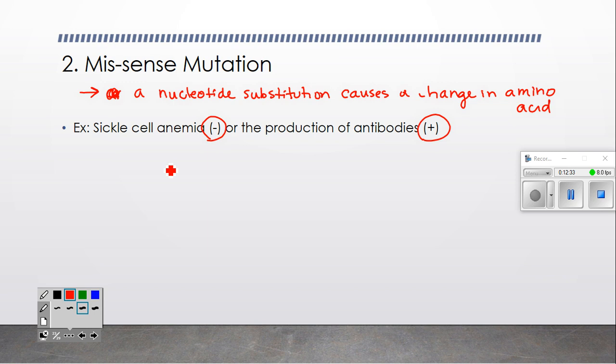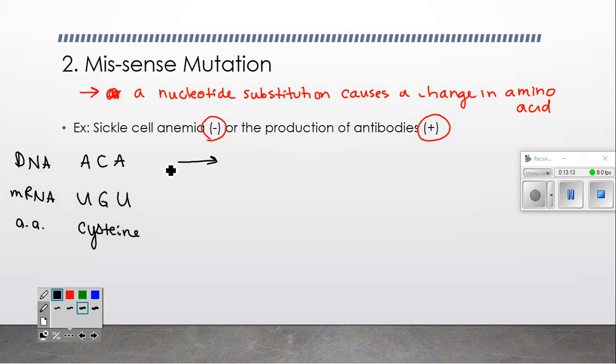Now, in a missense mutation, we'll do the same thing. What's the person's DNA, mRNA, and what's the amino acid? We would need to have a change that caused us to produce a different amino acid. So, for example, if I started with A, C, A in my DNA, I would have U, G, U in my mRNA. And just like the last one, that would code for cysteine.